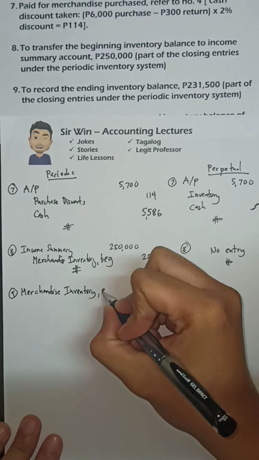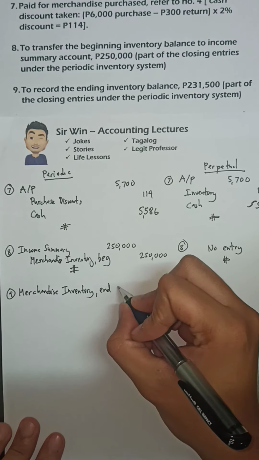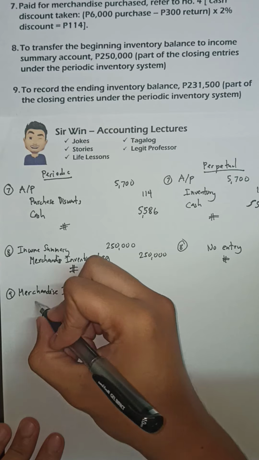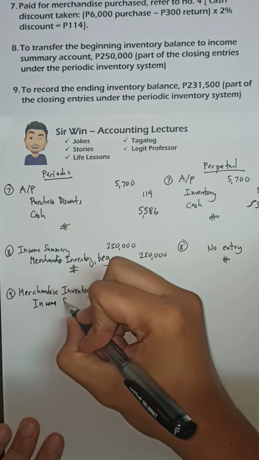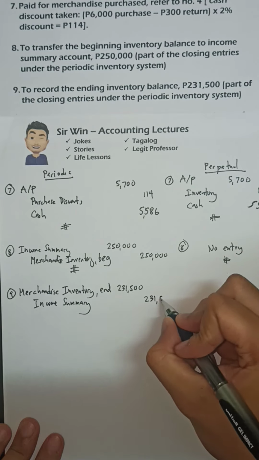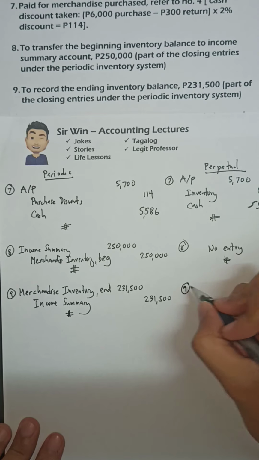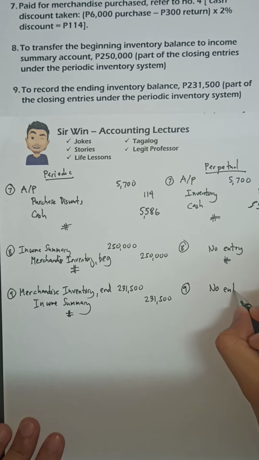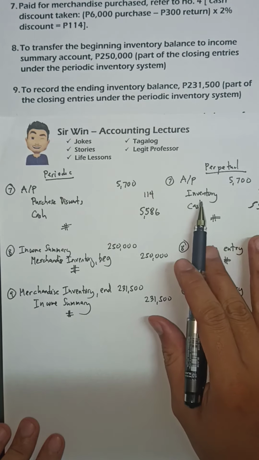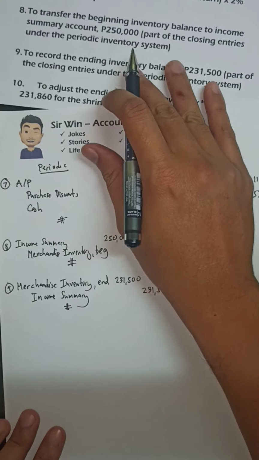Okay? Ending. Ayan. So, ibig sabihin, ito na talaga yung malalabas dun sa financial statements. Itong binilang mo na 231,500. Okay? At ang credit niyan, income summary pa din, amounting to 231,500. Yan. Balance yan. Pagdating naman dito sa perpetual, no entry ka pa din whether beginning or ending inventory creation, kasi nga matagal nang ginamit yung account title na inventory or merchandise inventory. Okay, so no entry.